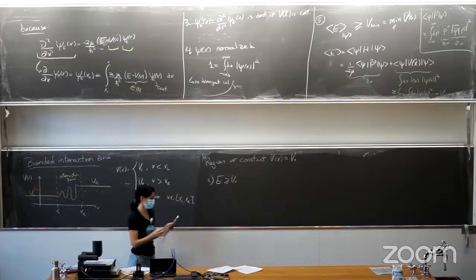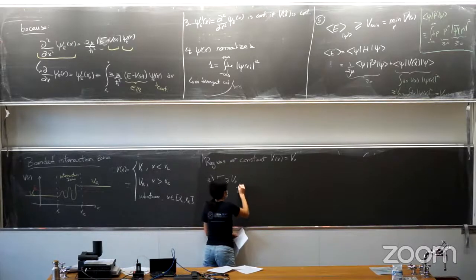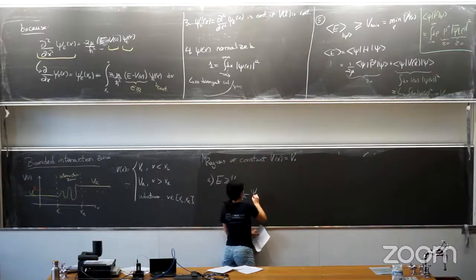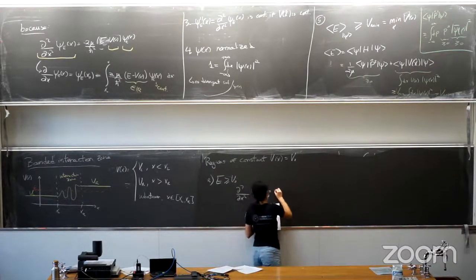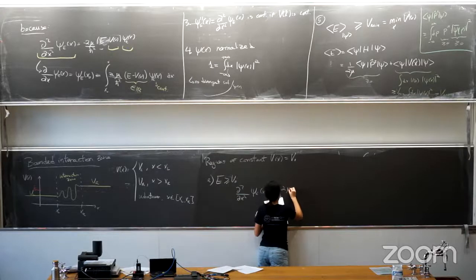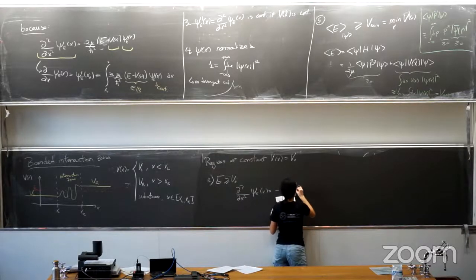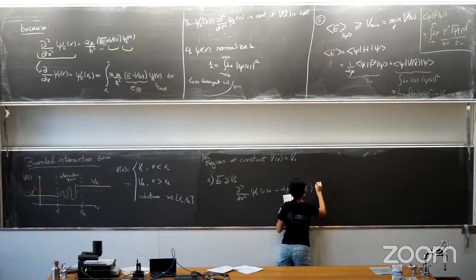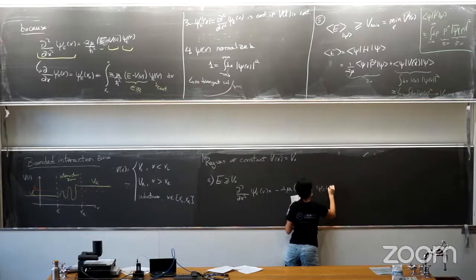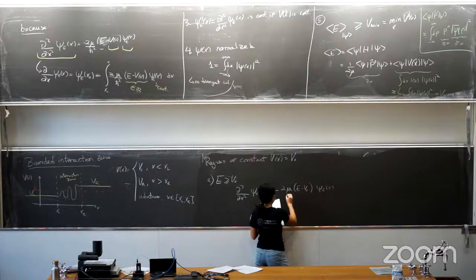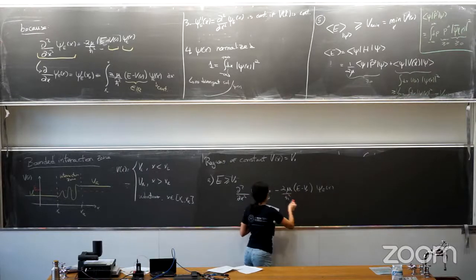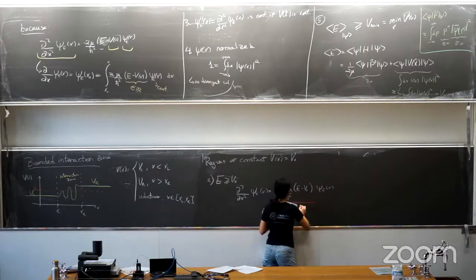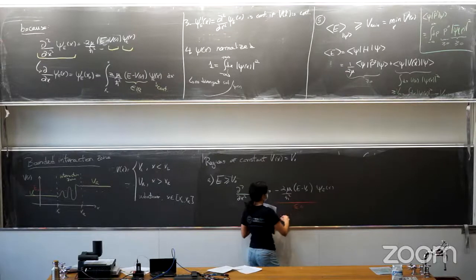Well, the second derivative of psi of x, minus 2m over h bar squared, times E minus V0, psi. So this whole thing is smaller than 0 in this case. So smaller than 0.